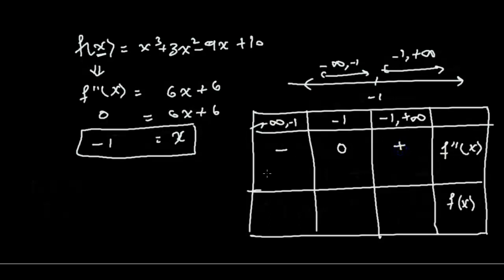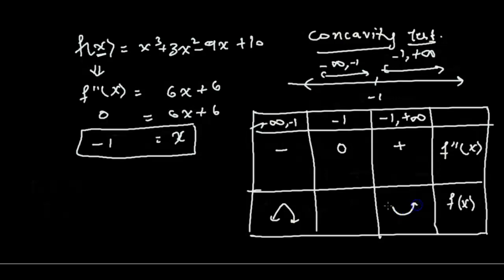Now you have to remember what the concavity test is. When the second derivative is negative, the original function is concave down. When the second derivative is positive, the original function is concave up. And when the second derivative is 0, the original function shows us a point of inflection. Since we're given the original function, we can find the coordinates of the point of inflection.